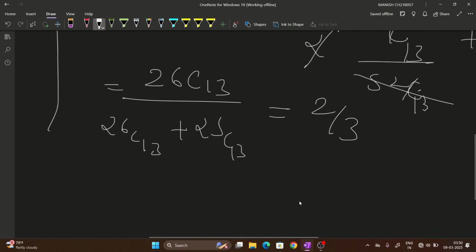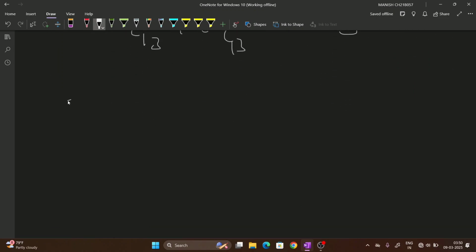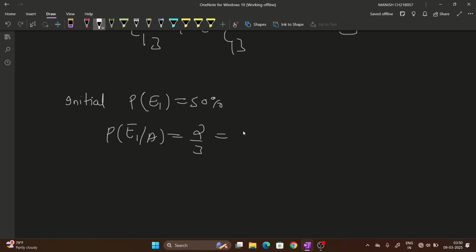It means that initially the probability was 50%, right? Now the probability becomes 2 by 3, that is 0.667, which means almost 67%. So the probability has increased, as I told you initially.